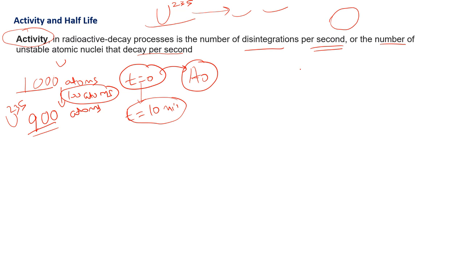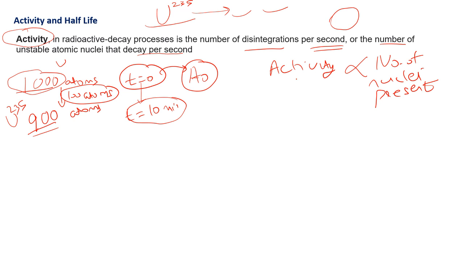The concept is the activity of any radioactive material is directly proportional to the number of nuclei present of that element. For instance, at t is equal to 0 there were 1000 atoms, so the activity was directly proportional to 1000. At t is equal to 10, since the number of nuclei has fallen, the activity will also fall. So the rate of decay is actually falling with time.